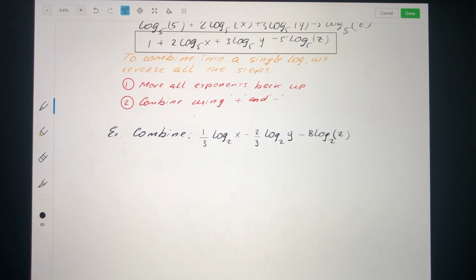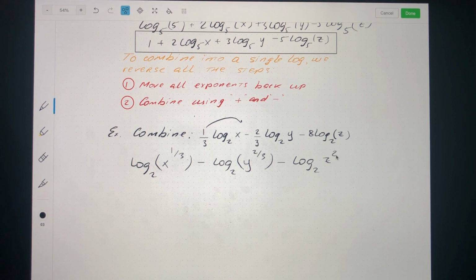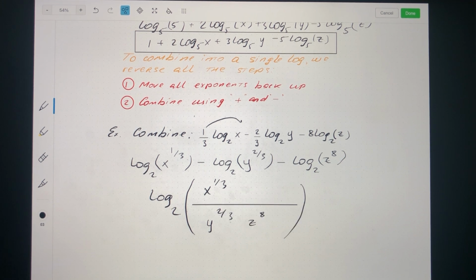First step, moving all the exponents back up. So we get log base 2 x to the power 1/3 minus log base 2 y to the power 2/3 minus log base 2 z to the 8. Now we use the minuses to combine. Minus is a division, so we have log base 2 just once, and then we have x to the 1/3, divided by y to the 2/3, and then z to the 8th. And that could be the answer.